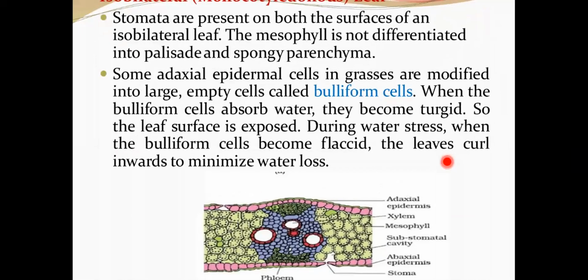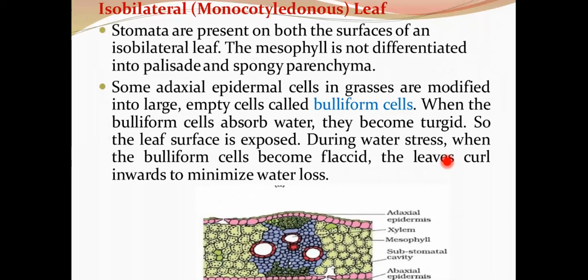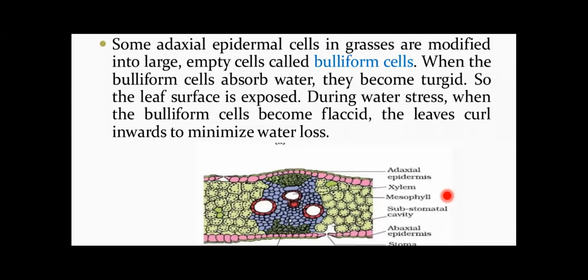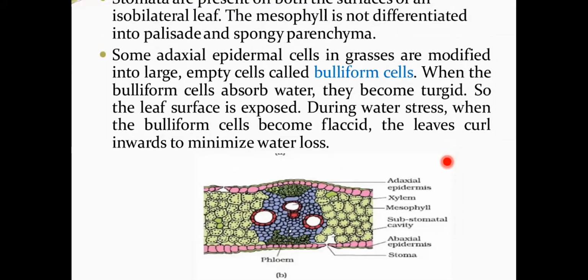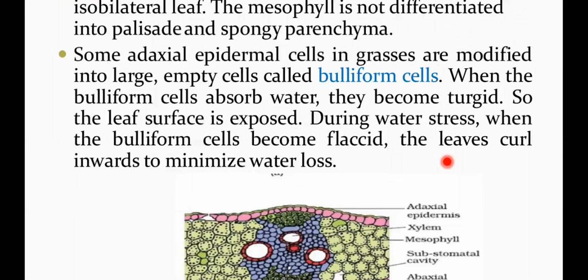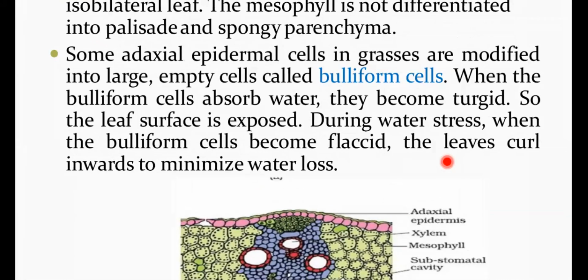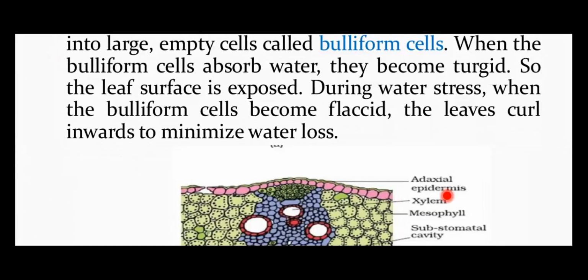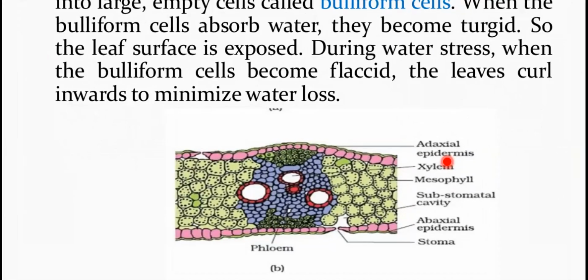Now isobilateral leaf: stomata are present on both surfaces, okay, equally. Mesophyll is not differentiated. This is very important. Some adaxial epidermal cells will be modified to form specialized cells which are called bulliform cells. The significance of these cells is that they absorb water and become turgid, so the leaf surface is exposed. When there is water stress, these cells become flaccid, the leaves will curve inwards, and hence water loss is minimized. This is a very important thing you must remember about the monocot leaf.